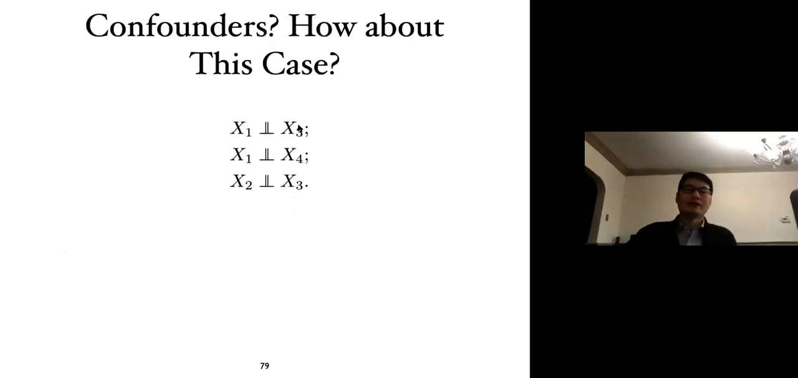Now let's have a look at another example. Here again, we have 4 random variables, X1, 2, 3, 4. We have independence between 1 and 3, between 1 and 4, and between 2 and 3. Now, can you work out the solution? Again, I give you 20 seconds.